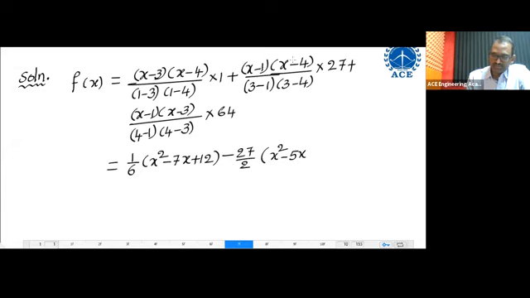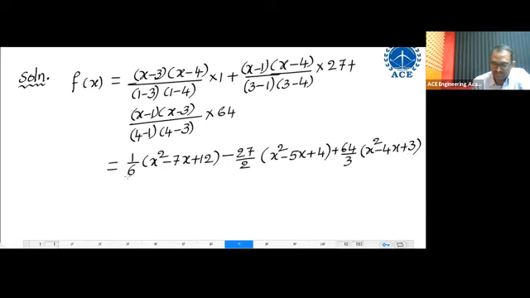Minus 5x, minus 1 into minus 4, plus 4, last 4 minus 3, 1. 4 minus 1, 3. So 64 by 3. Then (x minus 1) into x: x square minus 3x minus x minus 4x plus 3. This is the way.